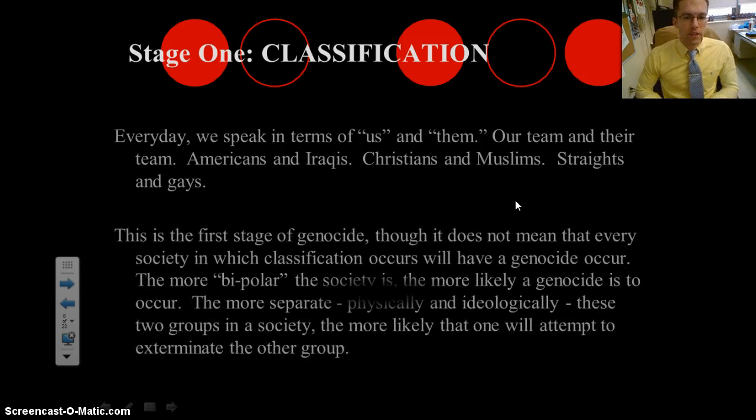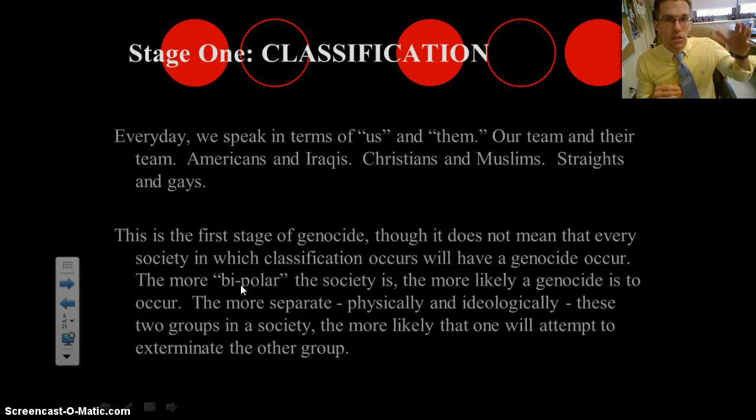Okay. Now, this is the first stage, and we do this on a daily basis. So just because this happens doesn't mean that you're going to have a genocide. I want you to note here, the more bipolar a society is. If you've ever taken a psychology class, bipolar disorder, you're either extremely happy or extremely depressed. Polar opposites, like the North Pole and South Pole, or the polar ends of a magnet. The more bipolar a society is, the more likely a genocide can happen, because you're either good or bad. There's nothing in between.